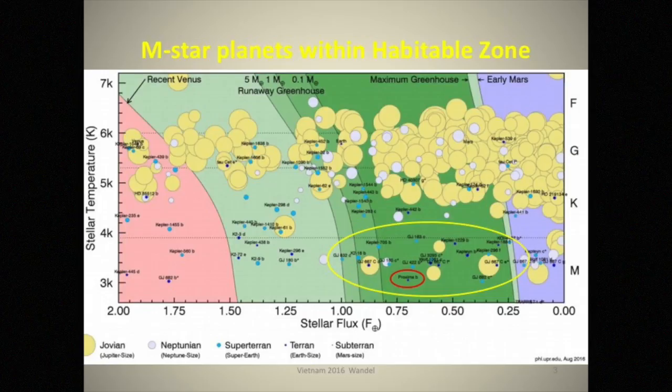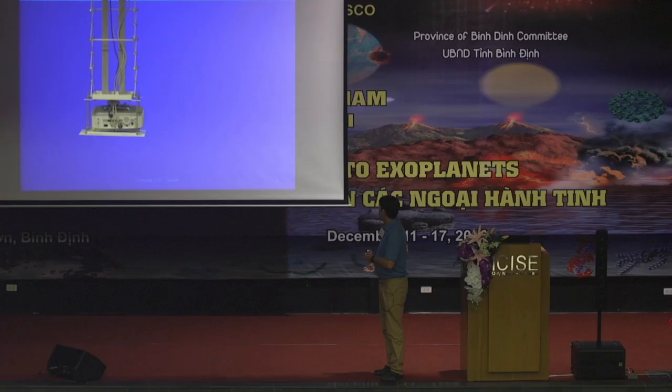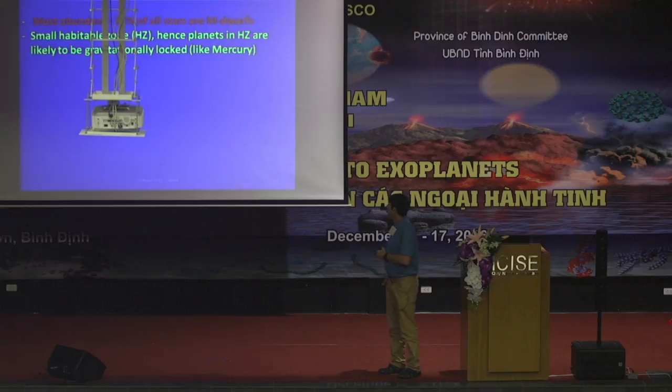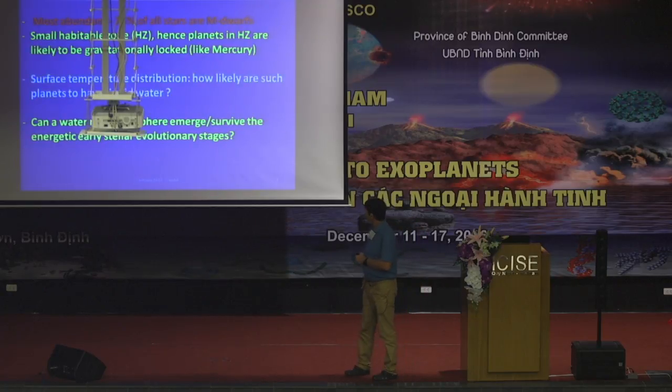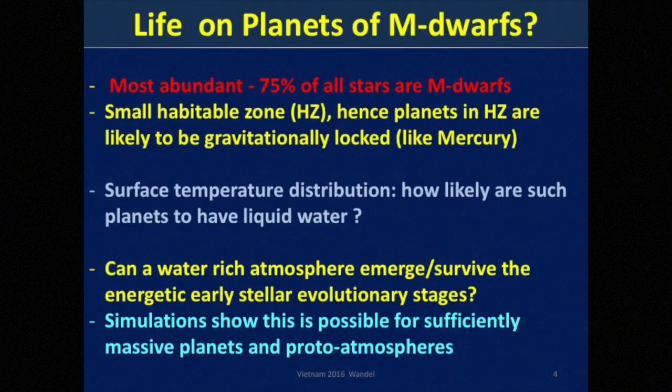So this is very interesting to do, and I was just thinking maybe we can do some simple model which will enable us to do a search along the parameter space of all possible things. When we talk about life on planets of M-dwarfs, first of all, it's interesting because 70% of all stars are M-dwarfs. So statistically, we are more likely to find M-dwarf habitable planets. As we said, the habitable zone is small, and hence if they are in the habitable zone, they are close to their host star, and they are likely to be gravitationally locked or in nearly synchronous rotation, like Mercury and Venus actually also. Surface temperature distribution is a very interesting question.